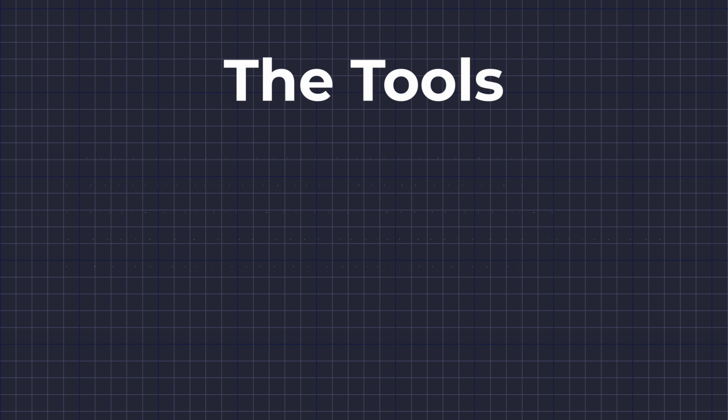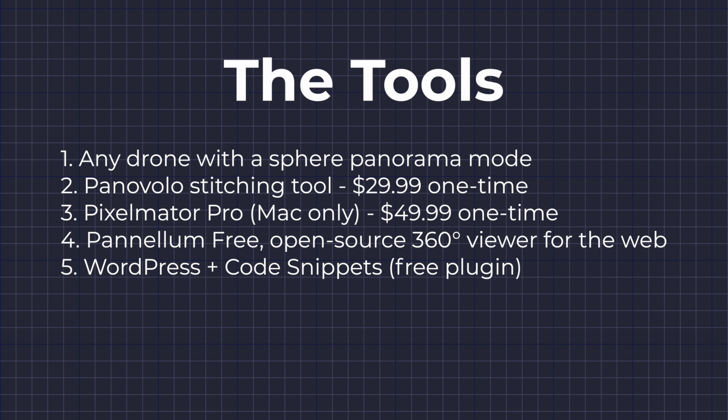This is the workflow that I used to complete this project on my MacBook Pro. Now, the entire workflow can be completed on a Windows machine, except for Pixelmator Pro, which is a native Mac app. The tools used for this project: I used a drone to take the images, Panovolo stitching tool, Pixelmator Pro, Pannellum, which is an open source 360-degree viewer for the web. And then I have a WordPress site with the Code Snippets plugin.